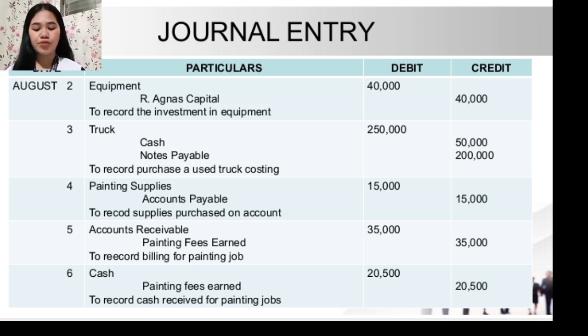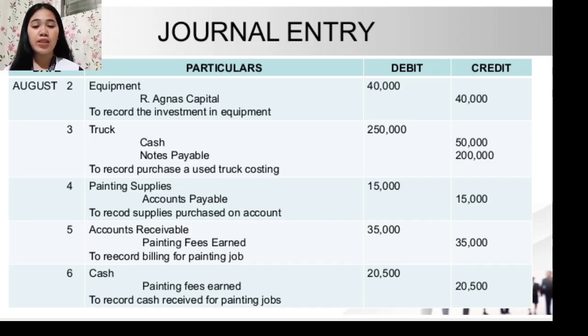August 4. Purchased supplies on account, 15,000 pesos. The debit here is painting supplies, cost 15,000 pesos. The credit here is accounts payable, 15,000 pesos. To record supply purchase on account.